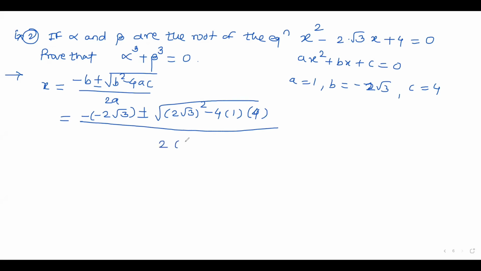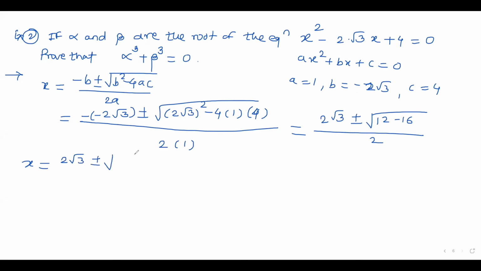2 into a is 2. Simplify this, it will be 2 root 3 plus minus under root, this is 4 into 3, that is 12, minus 16, divided by 2. Again simplify this, you will get the root as 2 root 3 plus minus under root of 12 minus 16, which is how much? Minus 4, no?